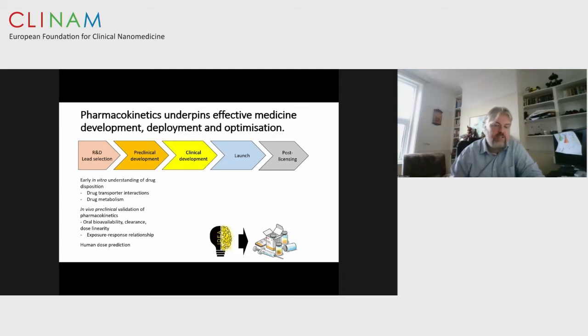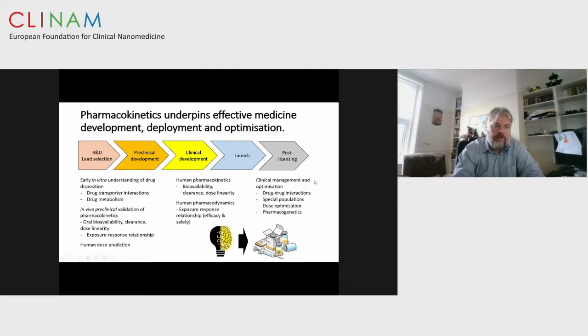And it's really at these early stages that we start to get our first understanding of the exposure response relationship and how it relates to the efficacy or safety of the drug that it moves forward. And we might also be using this early pharmacokinetic understanding to do our first human dose predictions. As we move into clinical development, we start to get our first understanding of human pharmacokinetics, the bioavailability in humans, the clearance in humans, and the dose linearity in humans. And we'll start, as we move through clinical development, to understand the pharmacodynamics and the exposure-response relationship in human patient populations.